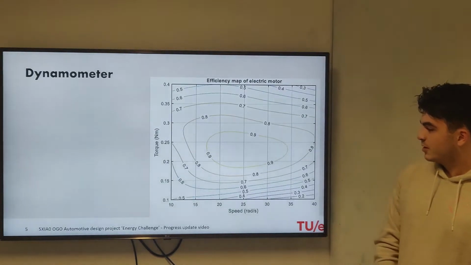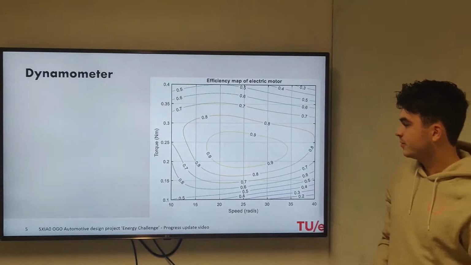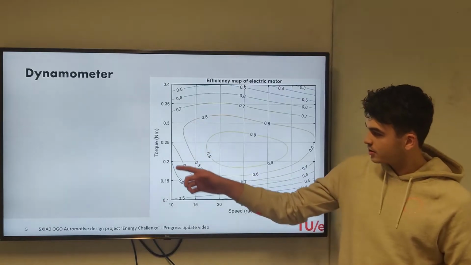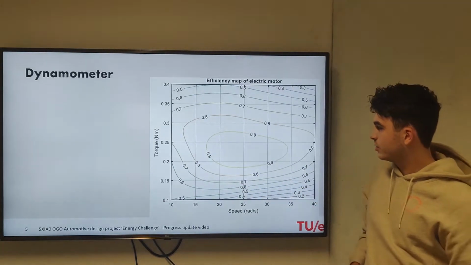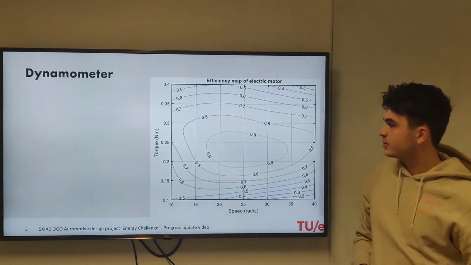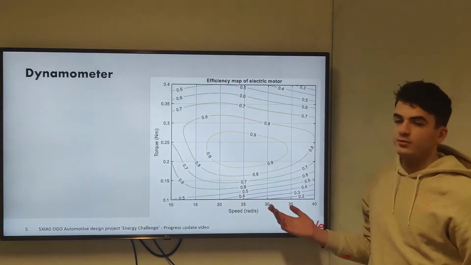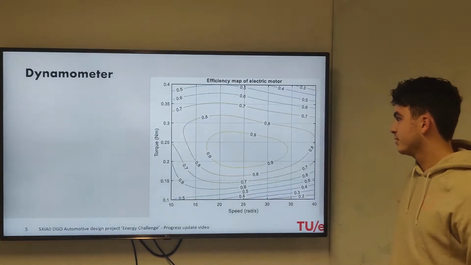It's the efficiency map. On the x-axis you have the speed in revs per second, and on the y-axis you have the torque. And you can see at which speed and at which torque the car has the most efficient driving strategy. So you can see for this example it's around 25 revs per second.